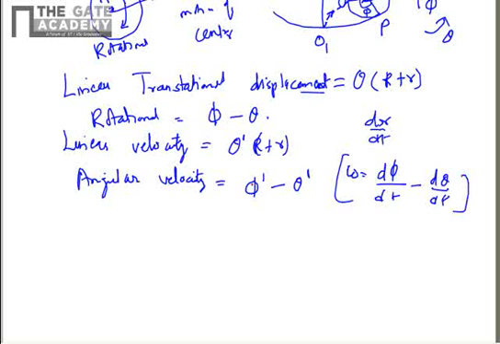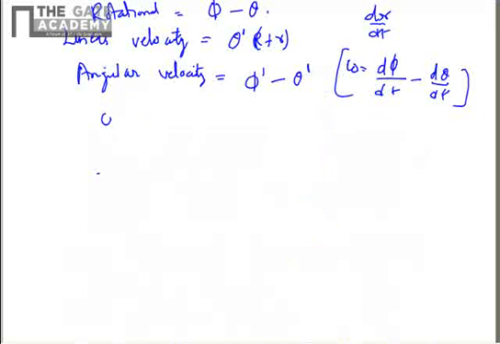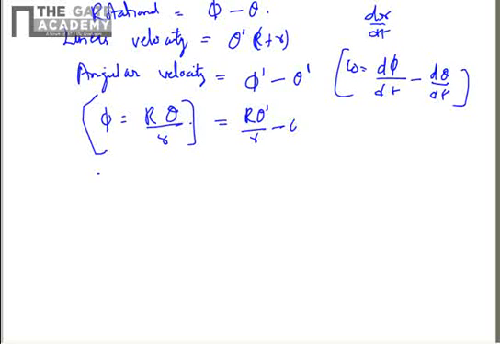So, we substitute our identity here. R theta is equal to r xi. So xi is equal to capital R theta by small r. So hence you get angular velocity is equal to R theta dash by small r minus theta dash, which is equal to (R by small r minus 1) theta dash. So what is the kinetic energy?